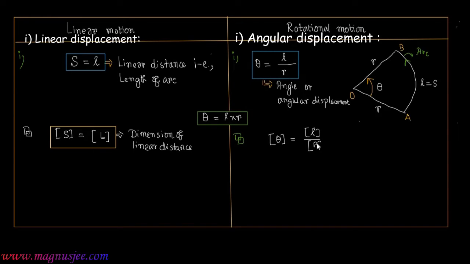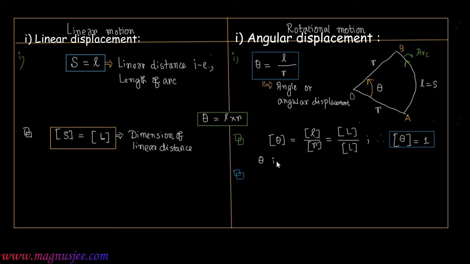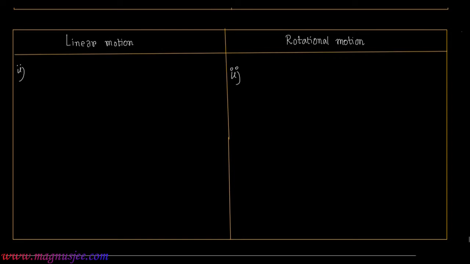Dimension of theta is equal to dimension of L divided by dimension of R, equal to dimension of capital L divided by dimension of capital L, which will be equal to 1. Therefore dimension of theta is equal to 1, which means angular displacement is a dimensionless quantity. And the unit of angular displacement theta is radian.